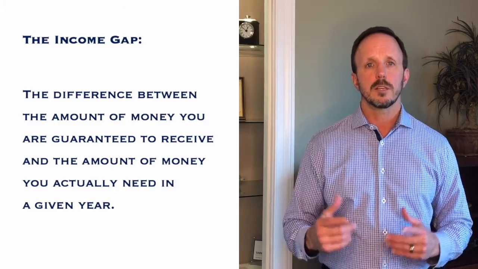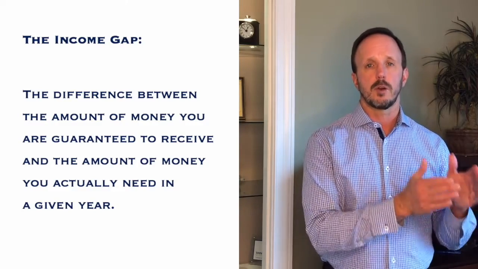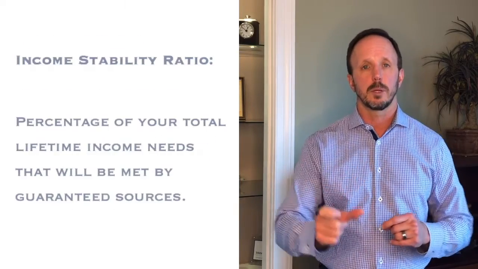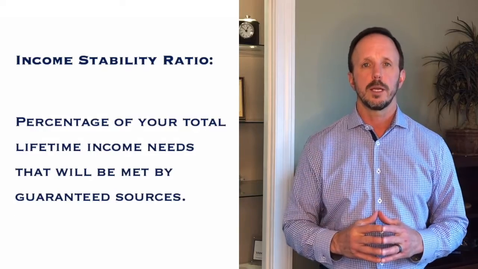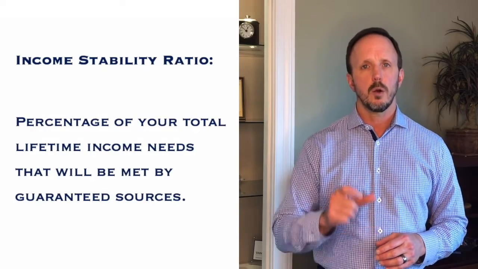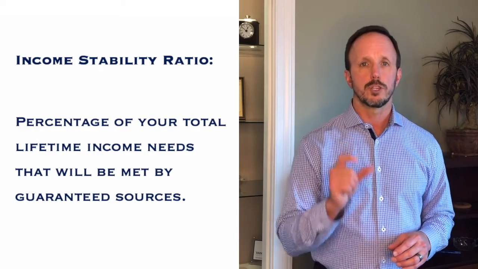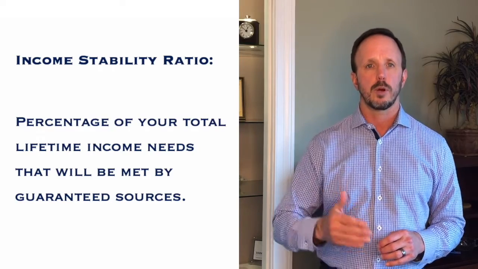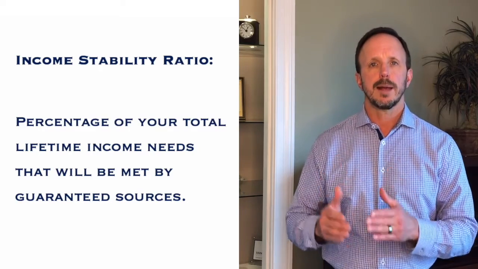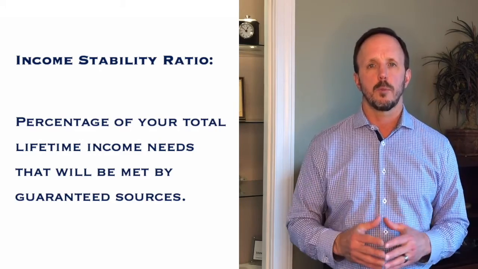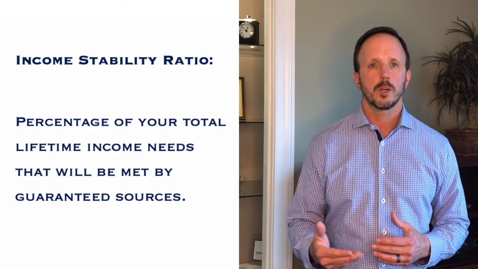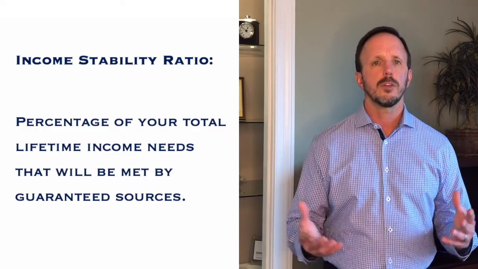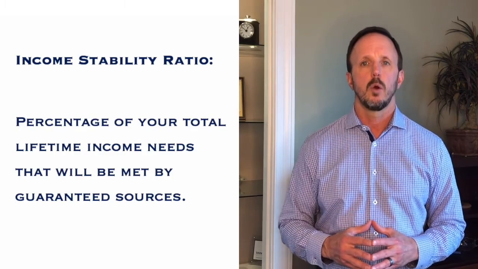Now, once you know the size of your income gap for each and every year of your anticipated lifetime, you can then calculate what we call your income stability ratio. This is the third point I want to teach you about today. This is a ratio or percentage of how much of your total lifetime income need will be met by guaranteed or promise-based sources versus that income that has to rely on the performance of your investments. So in a perfect world, we would all like to have an income stability ratio of 100%, meaning all the income you'll ever need is guaranteed to be there when you'll need it.